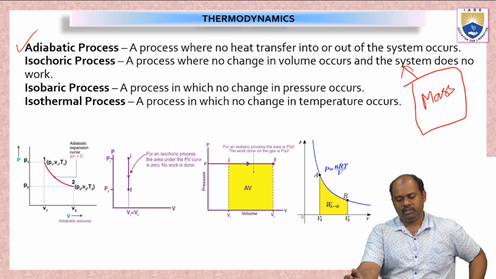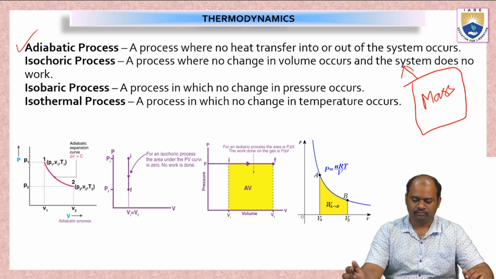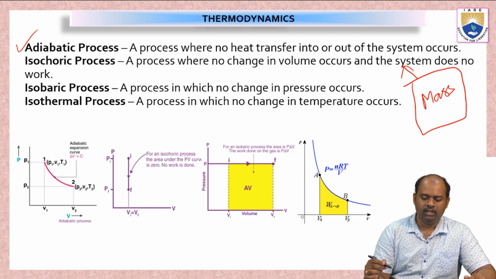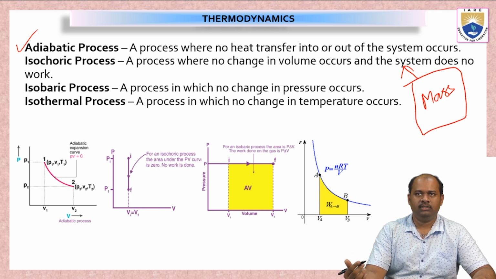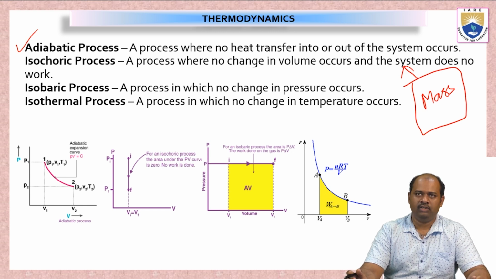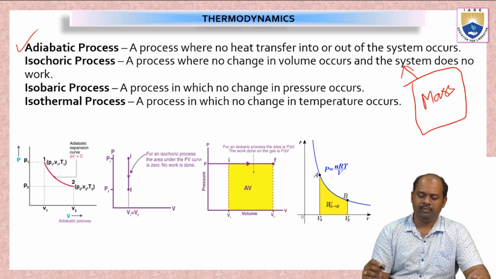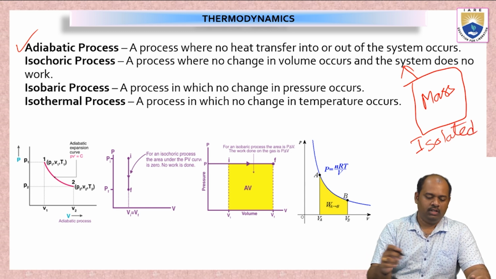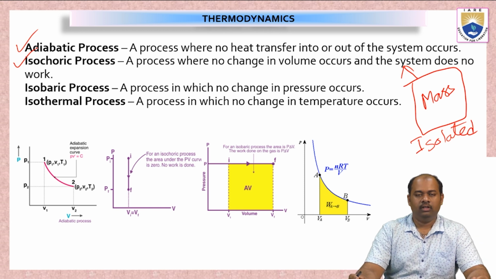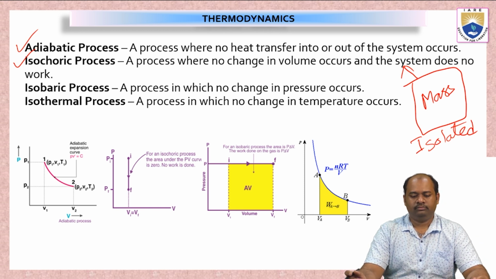Now, in a closed system, the energy from the outside can go into the system and the energy from inside can come out of the system. In this process, it is called an adiabatic process when there is no heat transfer into the system or out of the system. So, the best example for adiabatic process is an isolated system.